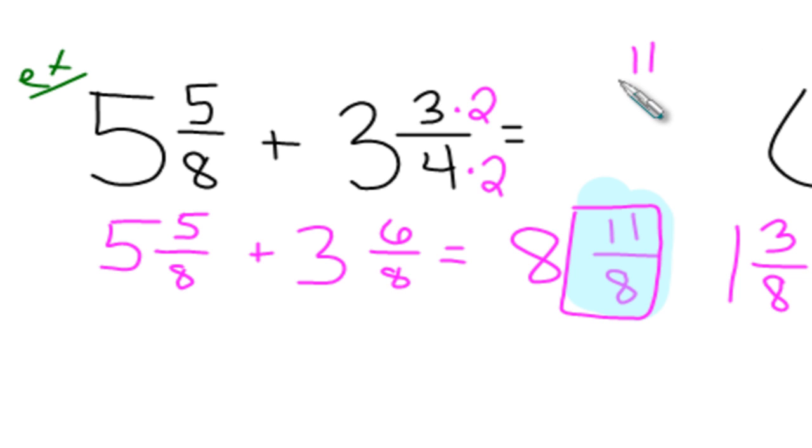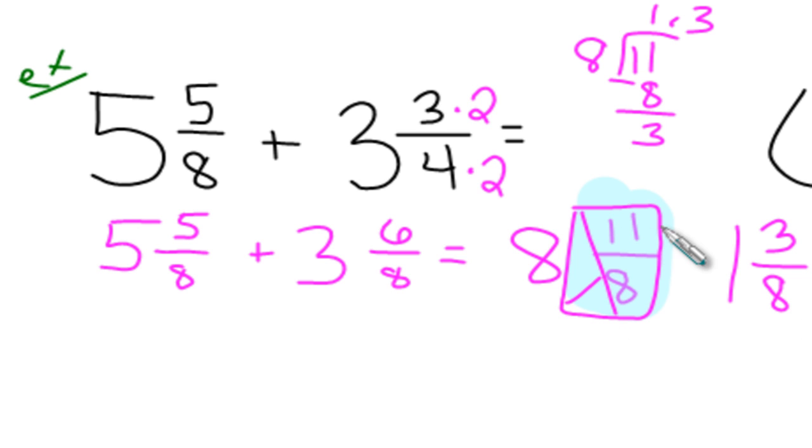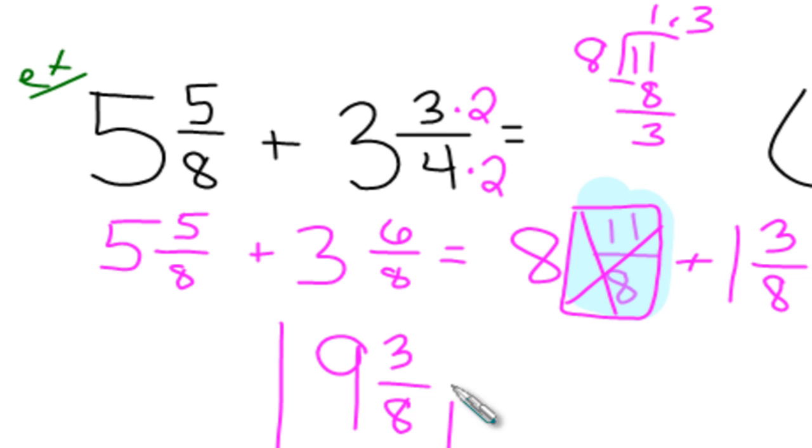So if we had 11 divided by 8, that would be once, and we get a remainder of 3. Remember, the 1 right here is your whole number, your remainder is your numerator, your denominator is your divisor. Okay, so now we can cross this one off because we just changed it, and we're going to re-add these together. So we have 8 plus 1 is 9 and 3/8. And then our last step is simplify. You cannot simplify 3 over 8, so 9 and 3/8 is your answer.